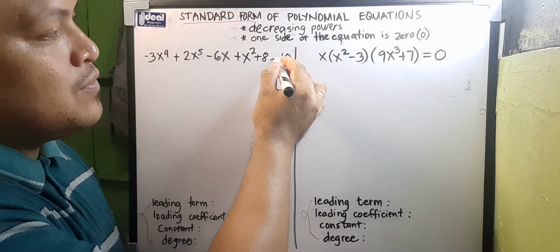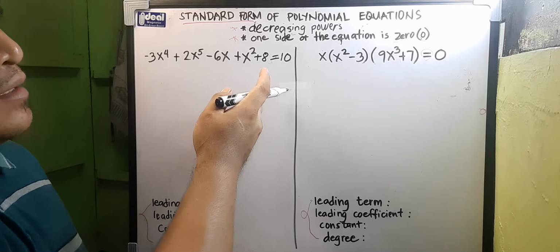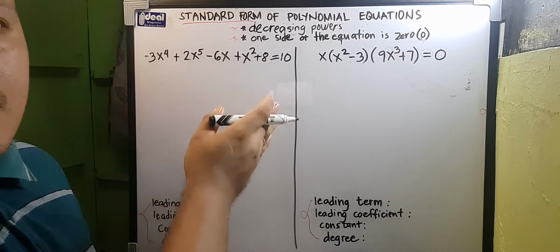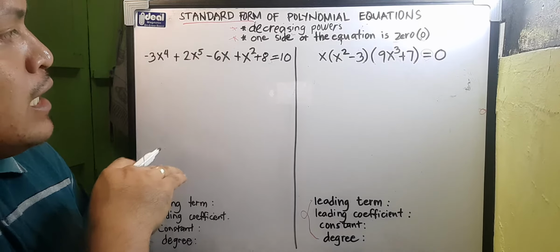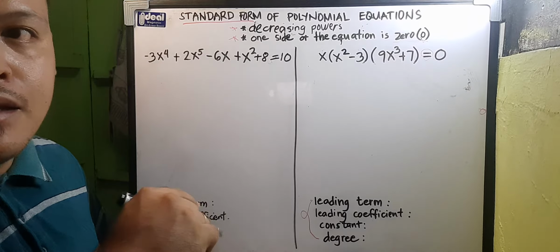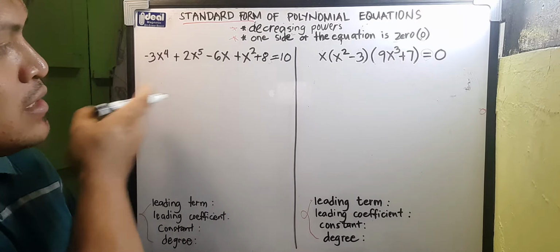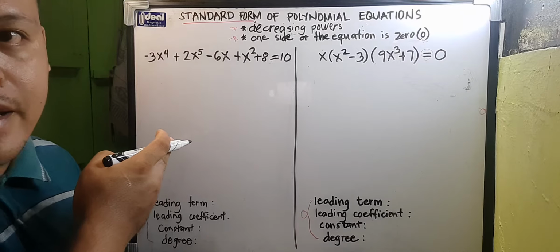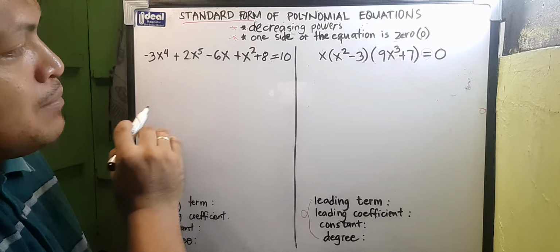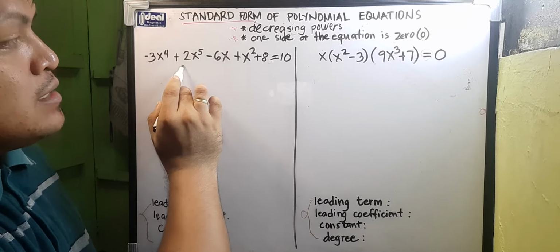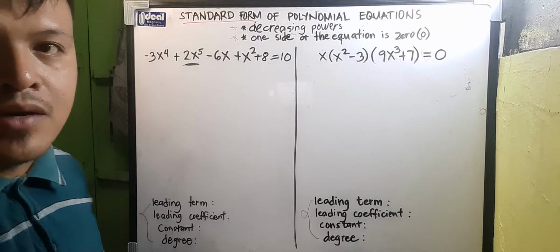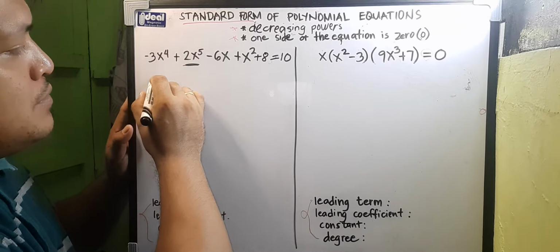So, first step is punta muna tayo sa side na to, in this side of the equation. I-rearrange natin ng mga terms na kung saan ang unang term or the first term should be the term with the highest exponent. And in this case, ang term na may pinakamataas na exponent ay si 2x raised to 5. So, siya na dapat ang first term.